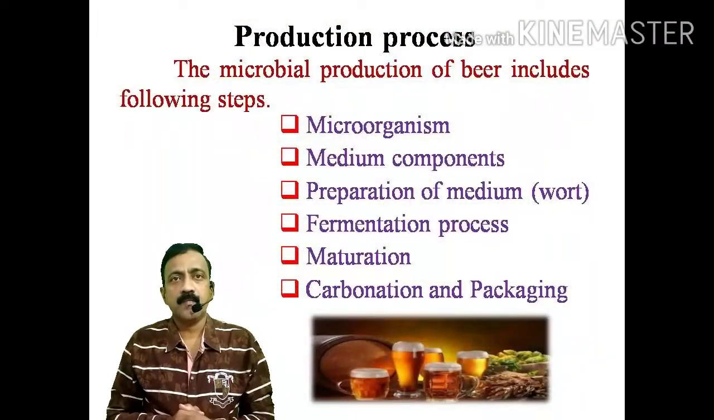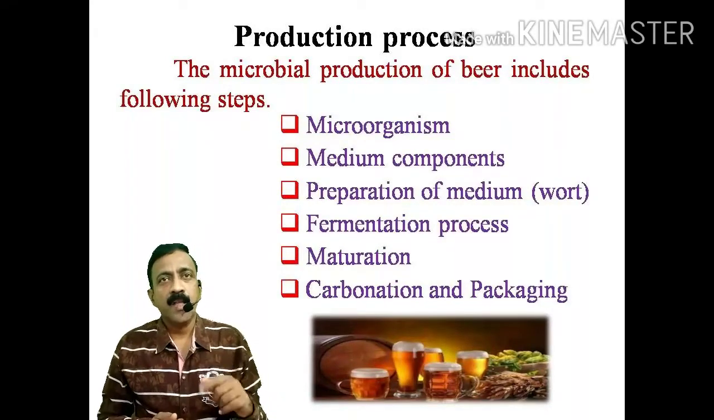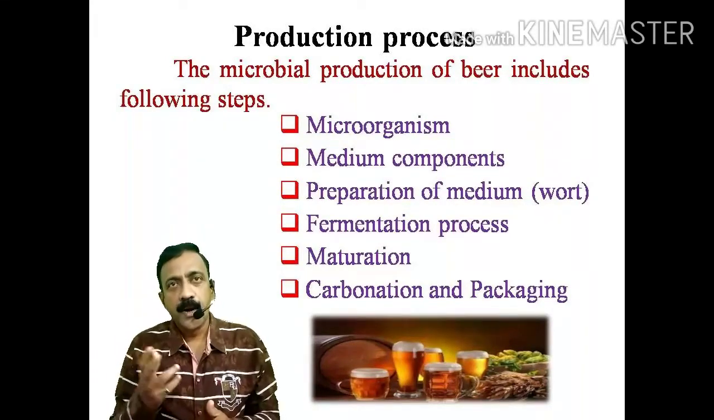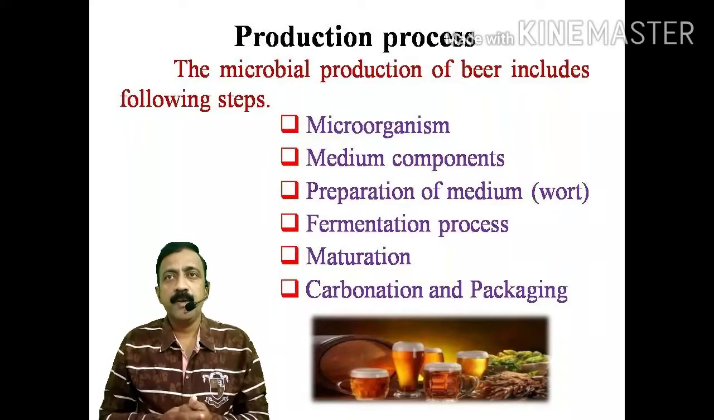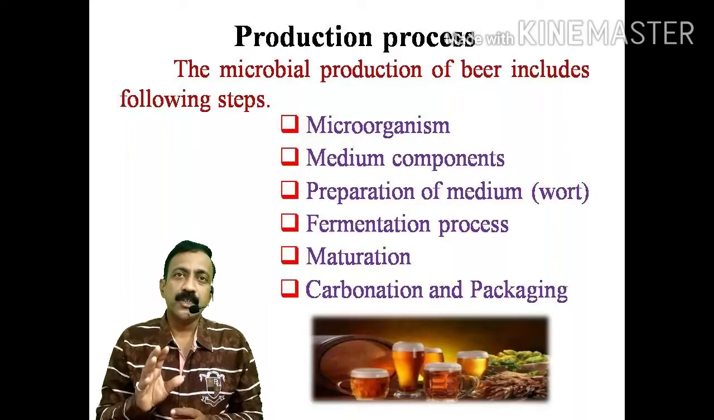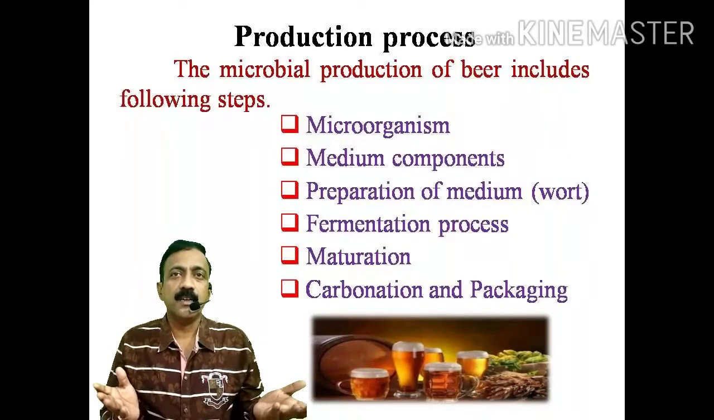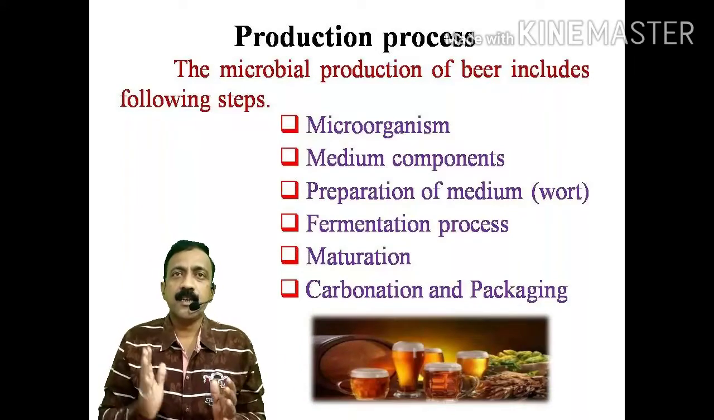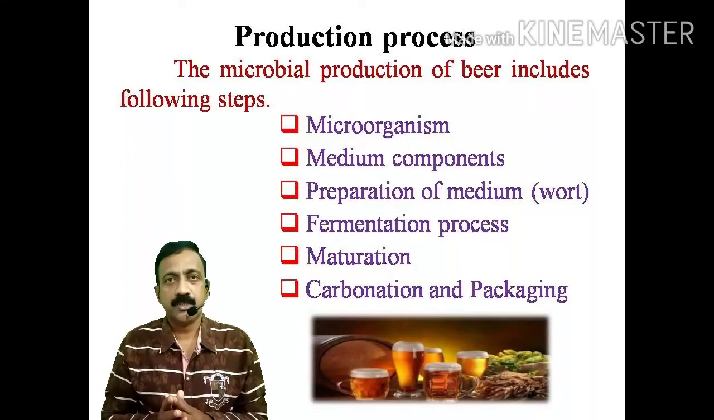Production process of beer includes several steps. First is the microorganism, then medium component, then preparation of medium, also called wort in European countries, then fermentation process, maturation, carbonization, and packing. These are the steps involved in the production process.